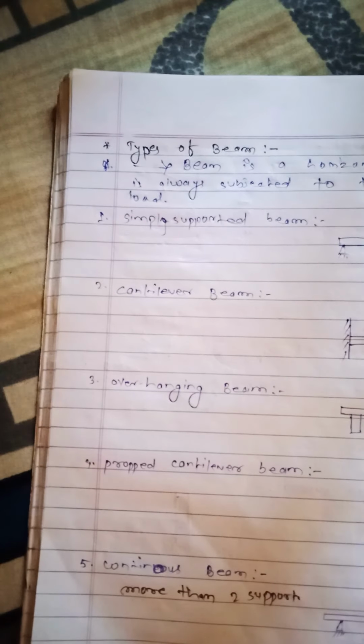First of all, the definition of beam. A beam is a horizontal member which is always subjected to transverse or vertical load. And there are mainly five types of beam we discuss: simply supported beam, cantilever beam, overhanging beam, propped cantilever beam, and continuous beam.